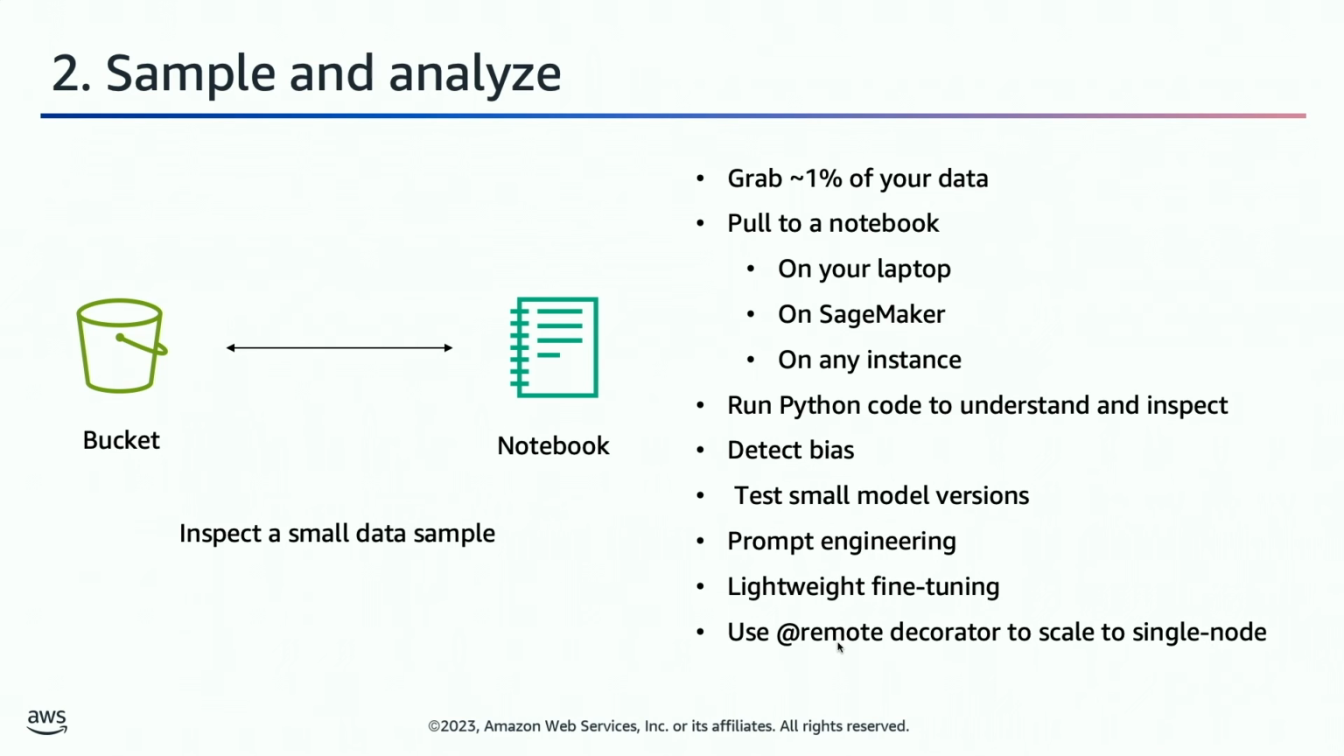And you can also use this new @remote decorator to scale. So for SageMaker, as of a couple months ago, you can add this @remote decorator to local functions, and those will actually run on training jobs. We'll look at your configuration and then run a SageMaker training job in the back end taking this function. So definitely you could use that here. So that's step two, is we sample and we analyze.